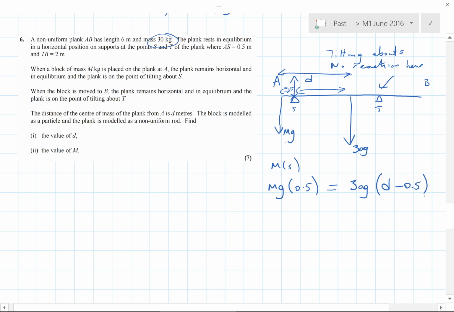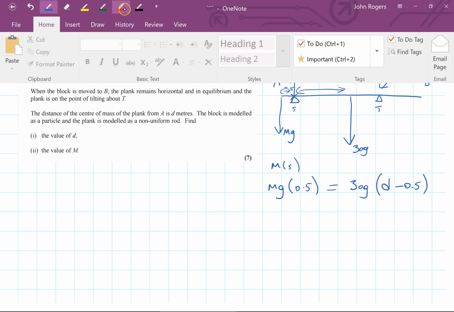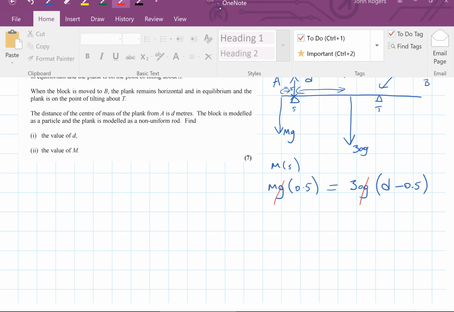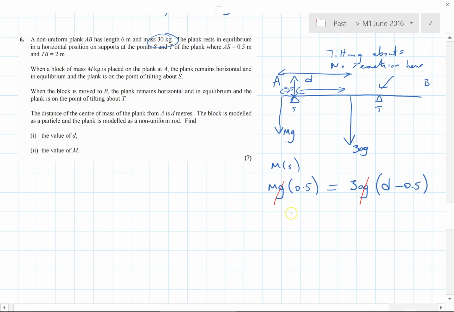Okay, so let's leave that there. Well, I suppose we can cancel the g. It's tidied up a bit. g cancels. And we can double the whole thing. So we can say m equals 60(d minus 0.5).